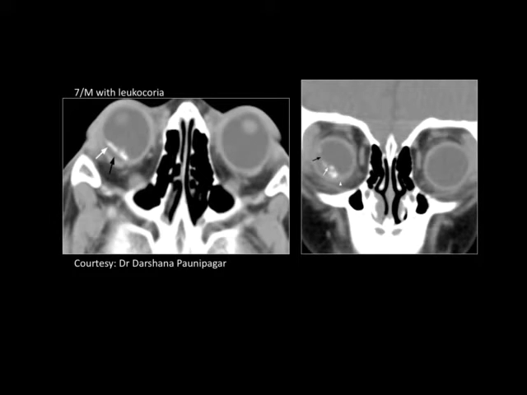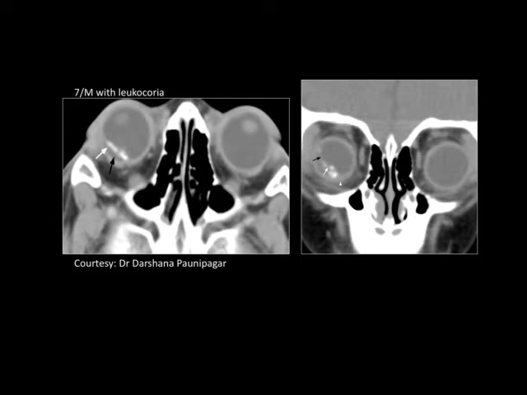Okay. Next. Who's next? 7-year-old male with leukocoria. Just describe the findings. Axial and coronal CT images are provided. There is a hyperdense linear line extending from the optic nerve head, and there is a subretinal collection. Okay.